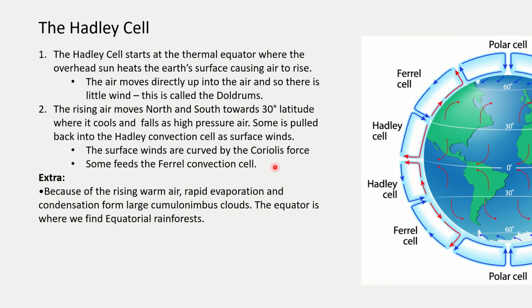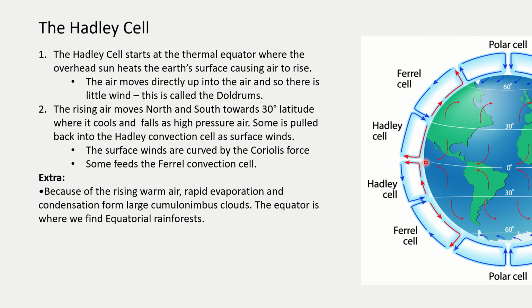A little extra information. Because of all this very rapid rising warm air here, you get big cloud systems, big cumulonimbus cloud systems, and that explains why we have very, very heavy rainy seasons in the equatorial zone.